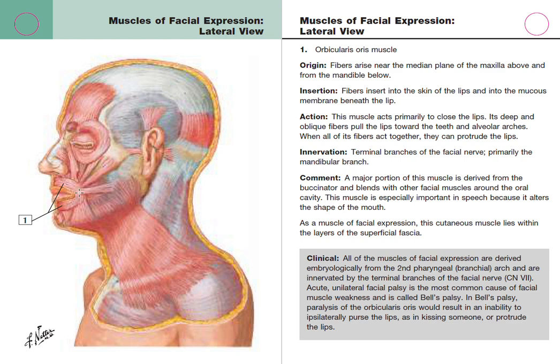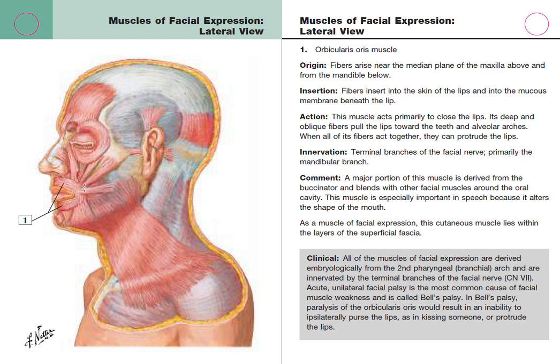Moving more inferiorly is the orbicularis oris. The orbicularis oris arises from fibers near the medial plane of the maxilla, above, and from the mandible below. Insertion: the orbicularis oris inserts into the skin of the lips and into the mucous membrane beneath the lip. It acts primarily to close the lips. Its deep and oblique fibers pull the lip toward the teeth and alveolar arches. When all of its fibers act together, they can protrude the lips.